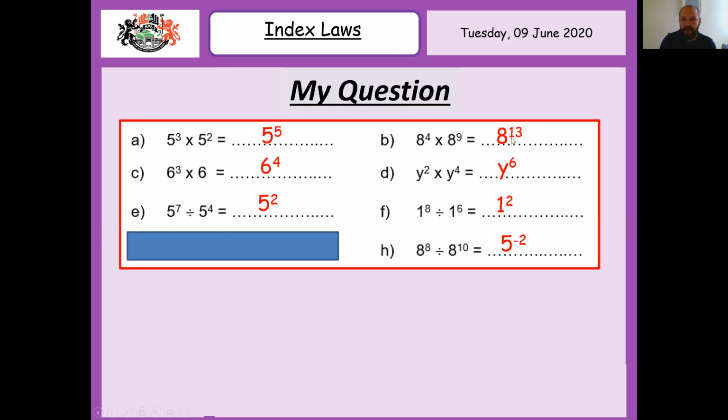Here we were adding the powers. Here we were adding the powers, remembering that our base value was a y. Here we were subtracting the powers. And here we were also subtracting the powers, even though we ended up with a negative value. It doesn't matter.